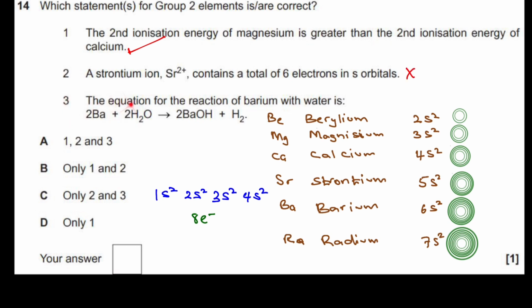Number 3, the equation for the reaction of barium with water, barium hydroxide, is not correct here. Barium is in group 2, so we have barium 2+ when it loses 2 electrons, and OH is -1. And when we're forming a compound, the 2 goes to the subscript of OH, and the 1 goes to the subscript of the Ba. So you would have Ba(OH)2. We are expecting this, not that. Therefore, that is not correct.